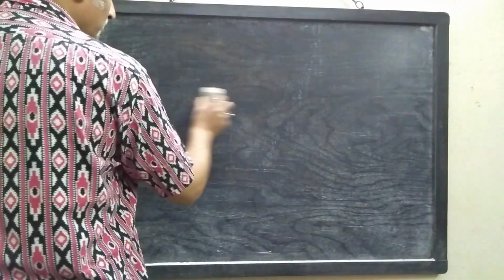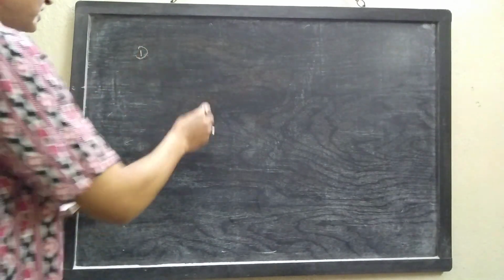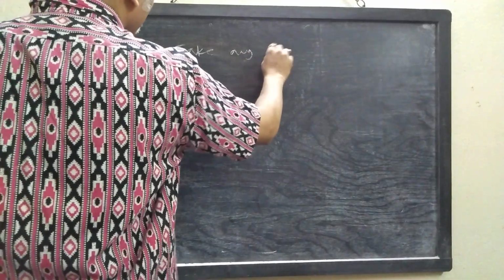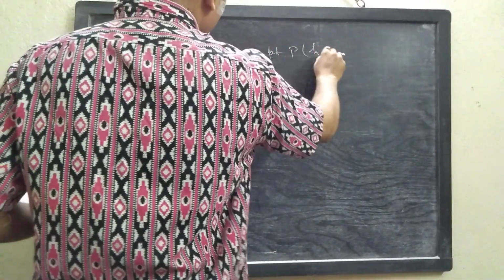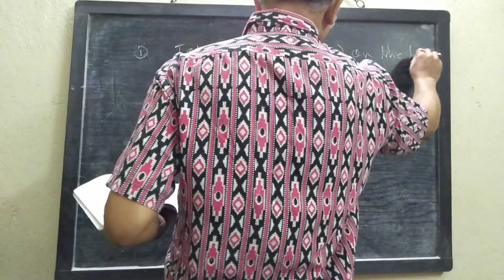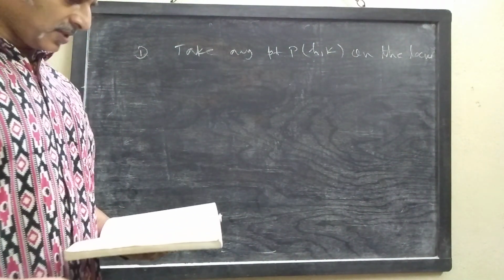Now we discuss the equation to locus of points. Write down the algorithm to find locus of a point. First step, take any point P(h, k) on the locus. First you have to take any point P(h, k) on the locus.